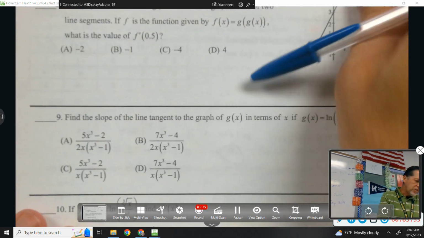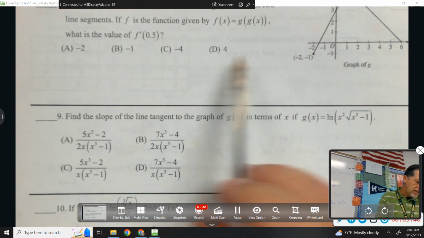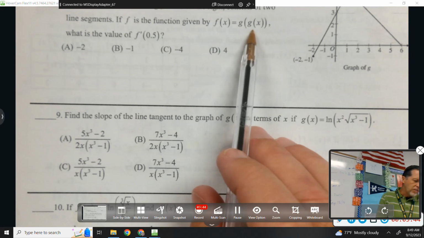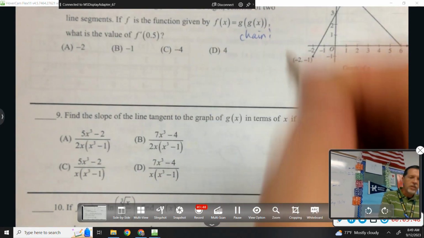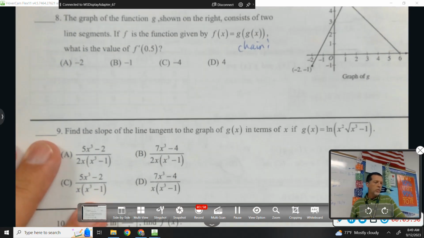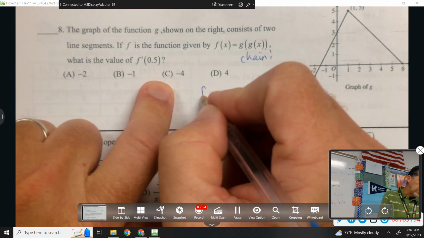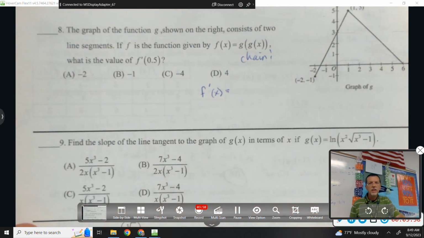Number 8. The graph of the function g on the right consists of 2 line segments. F is given by g of g of x. So clearly some chain rule things going on here. What is the value of f prime at 1/2? Okay, well let's find f prime first and then we'll worry about the at 1/2 part.